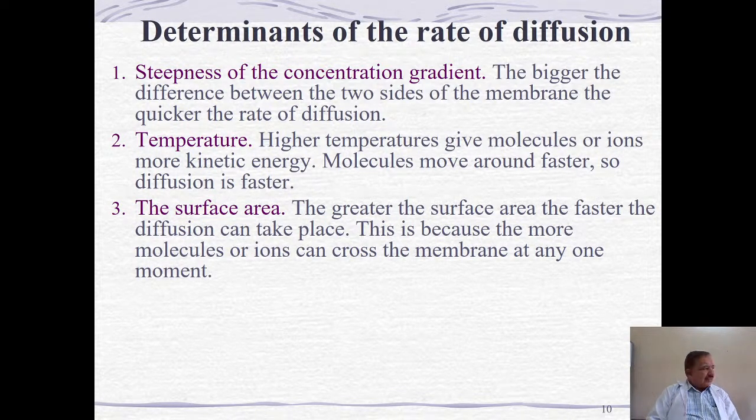Surface area. What is surface area? If you have a sari, the surface area of the sari is bigger. But when you pleat it, the surface area becomes smaller. The greater the surface area, the faster diffusion can take place, because more molecules or ions can cross the membrane at any moment. If you are restricting the area, the movement will be slow.